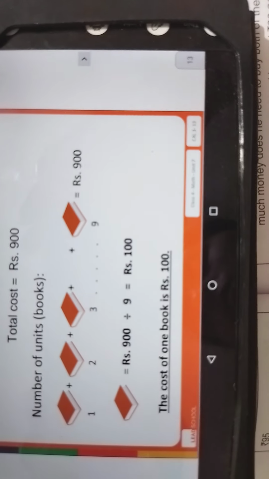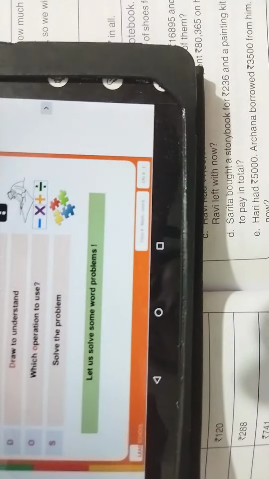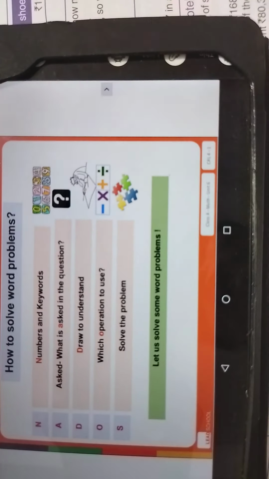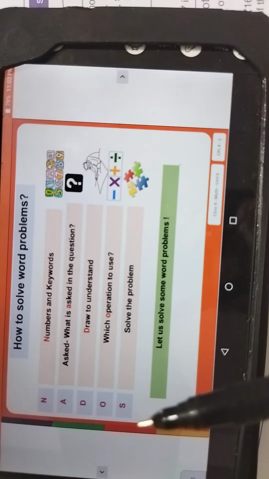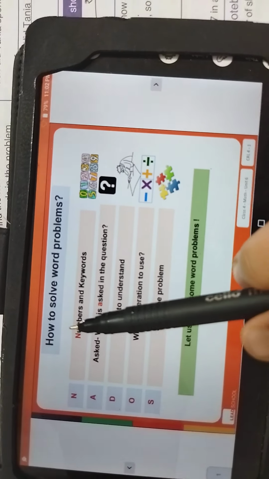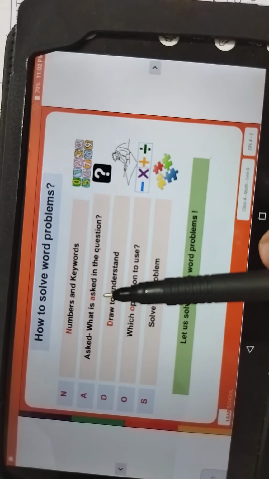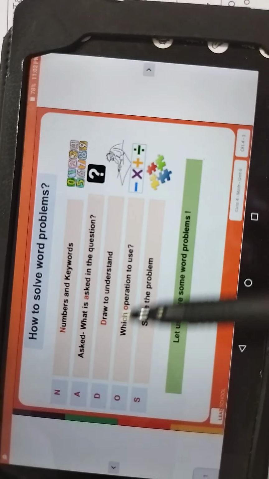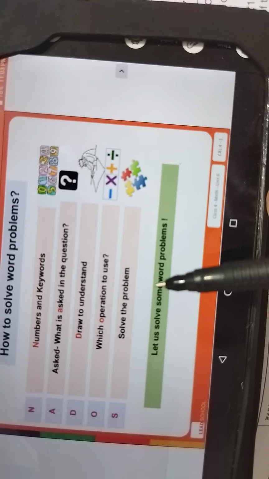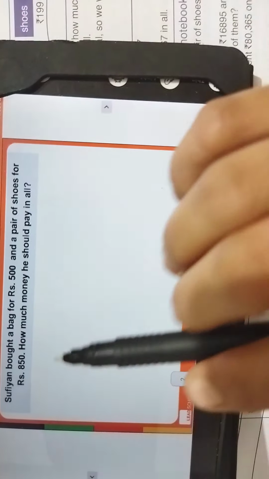Now students, we will start worksheet number 6. Before starting the worksheet, I'll show you some examples of how to solve word problems. We have to find the additions and subtractions of money. So we have to find how to solve the word problems. In that, numbers and keywords are there. Ask what is asked in the question. D means draw or understand, O means operation, which operation to use, and S means solution. S means solve the problem.